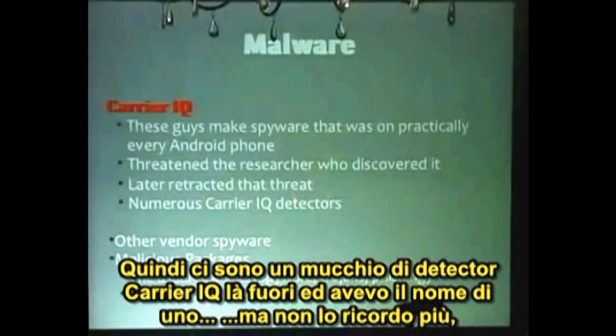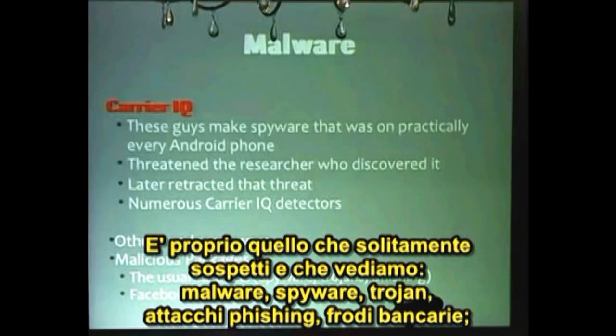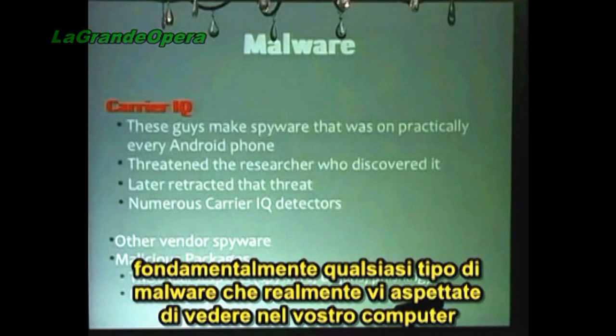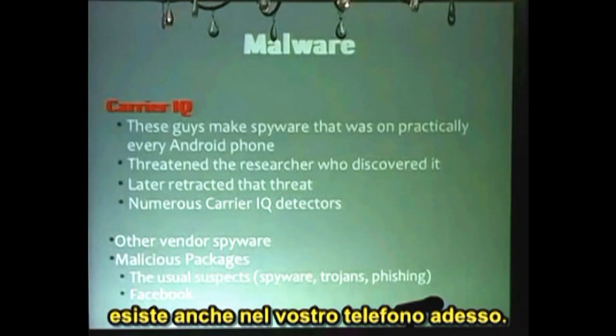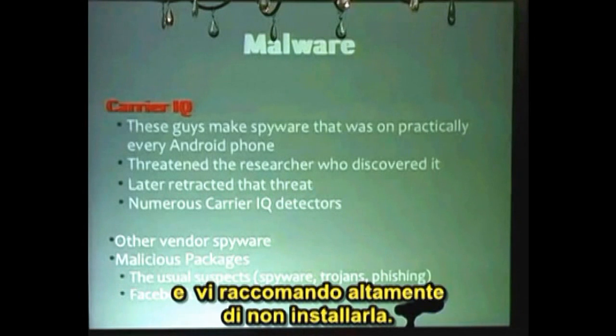So there's a bunch of Carrier IQ detectors out there, and I had the name of one of them, and I don't have it anymore. And there's all sorts of other bloatware and spyware, and just really the usual suspects that we see in malware. Spyware, Trojans, phishing attacks, bank fraud. Basically, everything you really expect to see in malware on your computer also exists on the phone now. And of course, the Facebook app is just a giant spyware app. Highly recommend you don't install that.